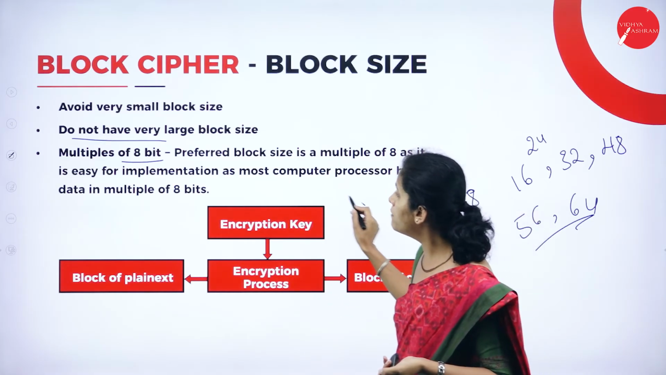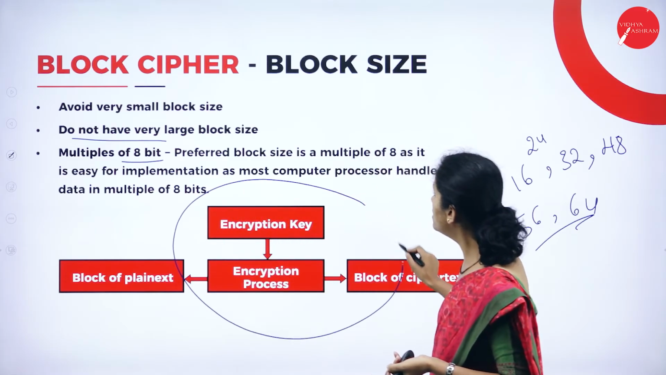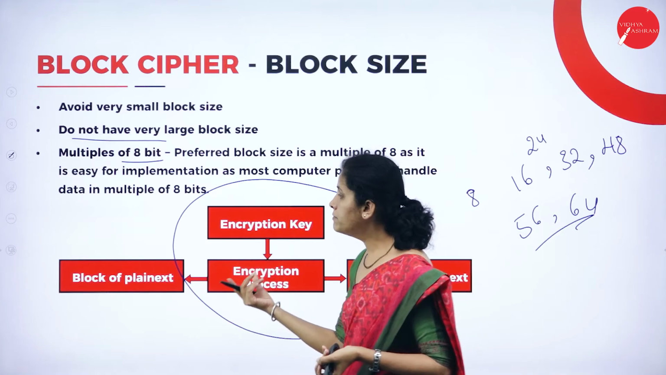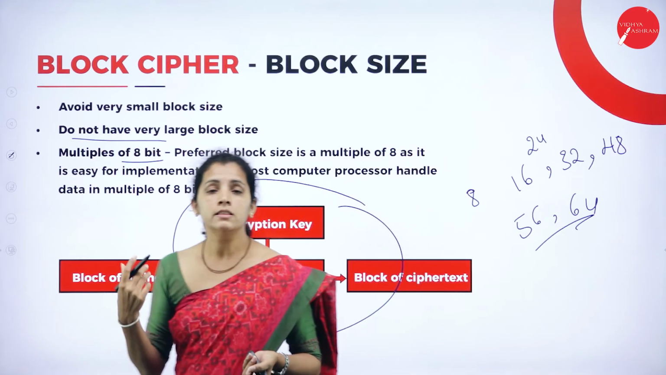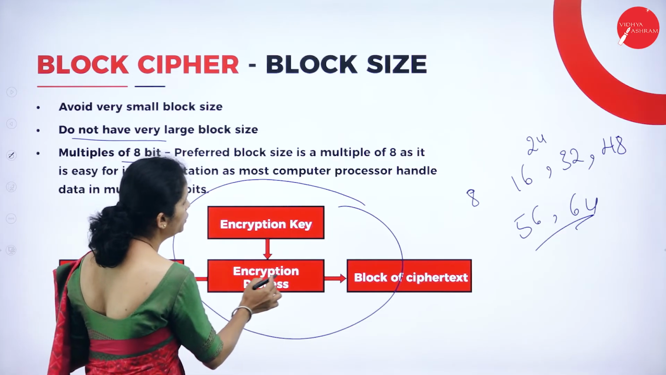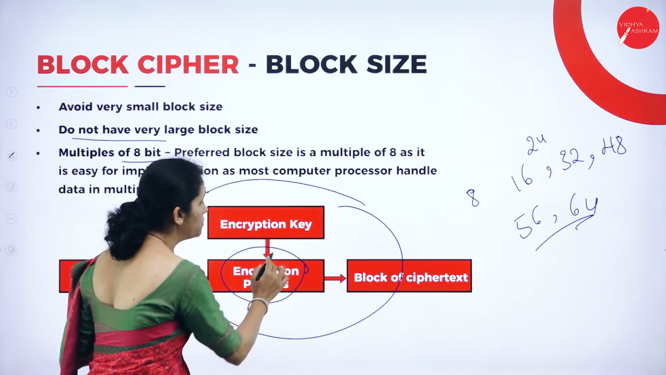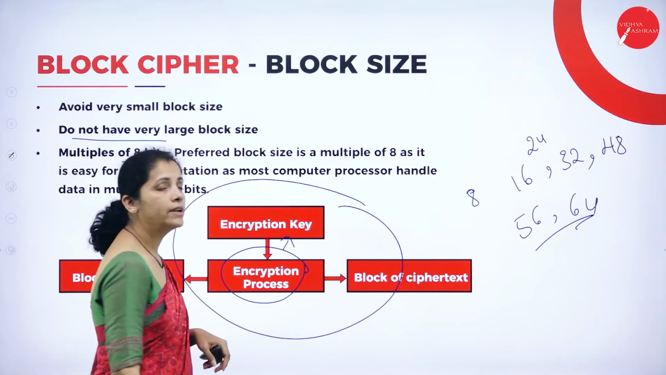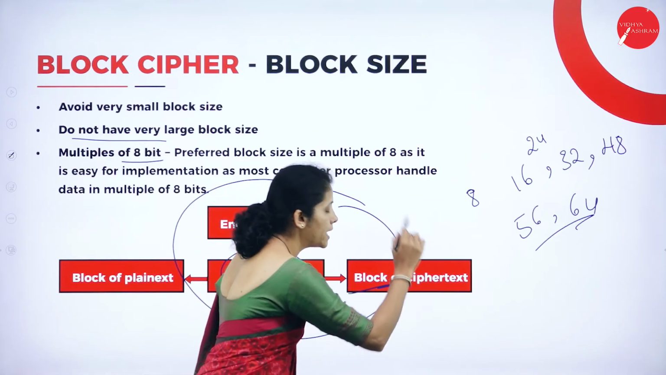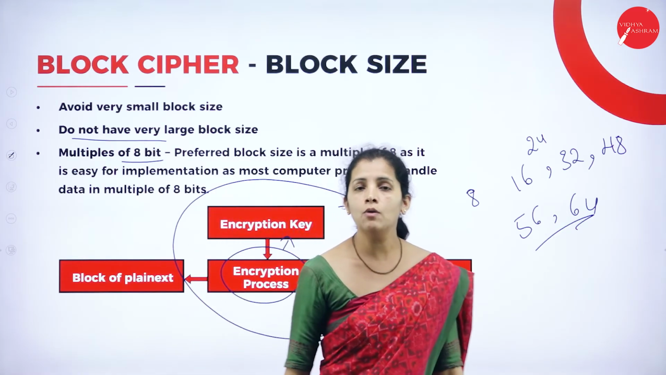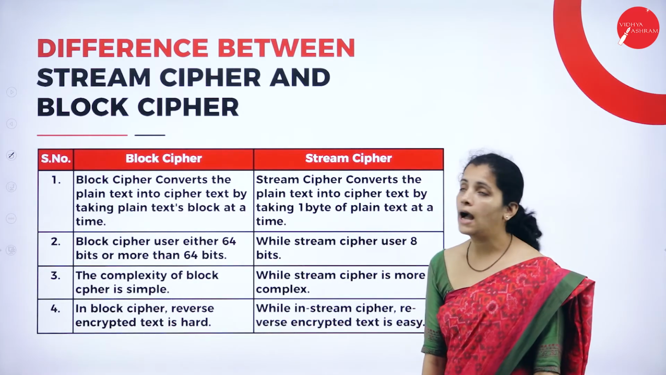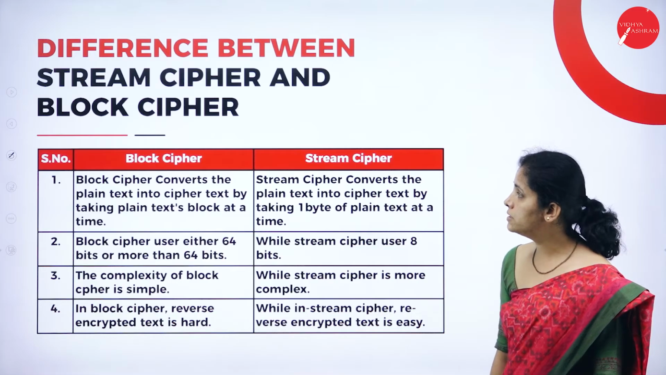Now I'm going to show the block cipher diagram. I have the plain text, which is a block of plain text. Then I apply the encryption algorithm with the key. After applying the encryption algorithm, I get the ciphertext. Now I'm going to look at the difference between block cipher and stream cipher.